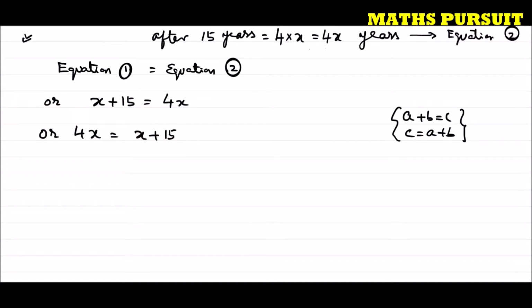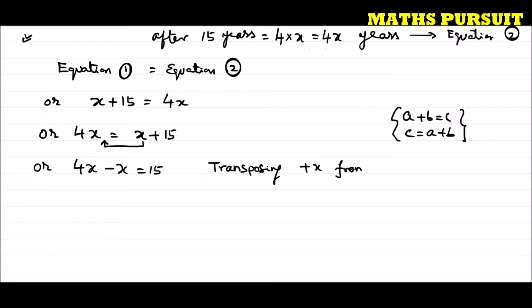Or I can write 4x minus x is equal to 15. What am I doing here? I am just moving this x from the right hand side to the left hand side. This is plus x. When it moved, it became negative x, minus x. That means transposing plus x from the right hand side to the left hand side. So why am I moving? So that I can get all the variables having x together, so that it would be easy for us to make the calculation.